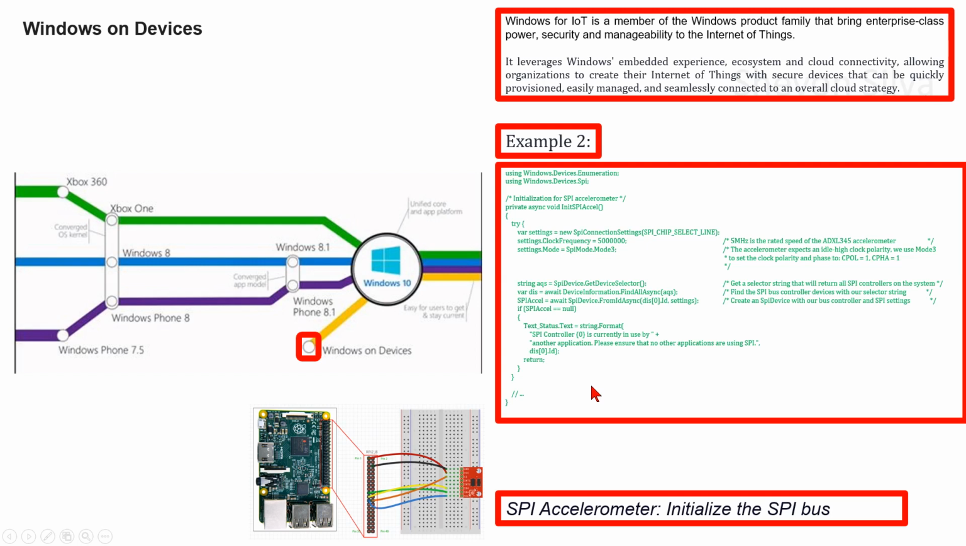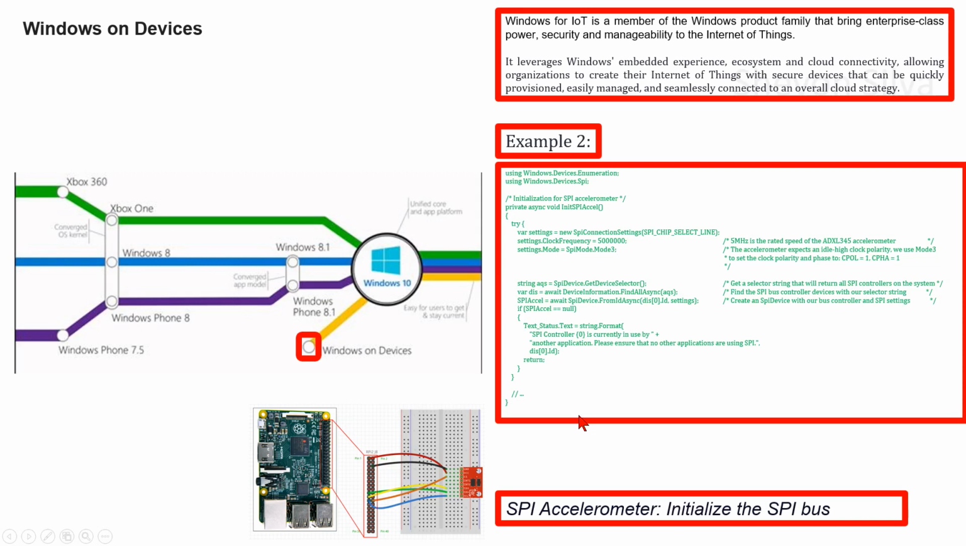Here you can see the connections shown on a breadboard for Raspberry Pi 2 or 3 here. To use the accelerometer, we need to initialize the SPI bus first. Here is the C# code for that.